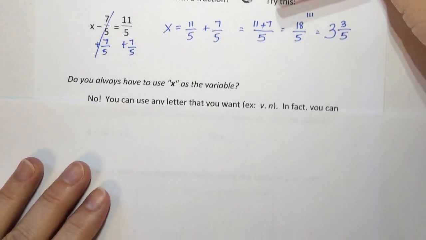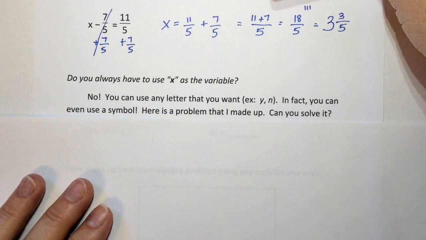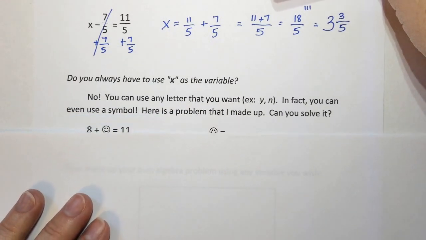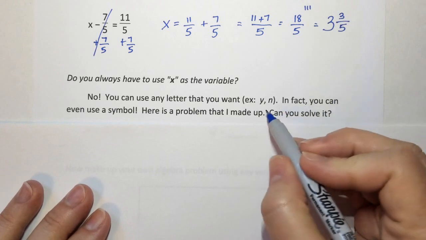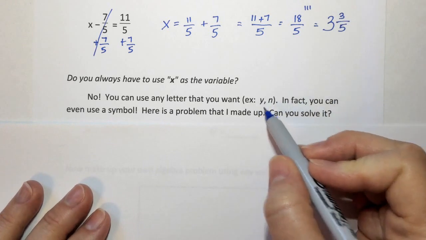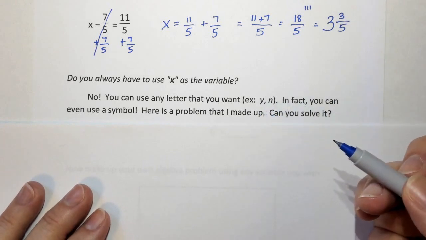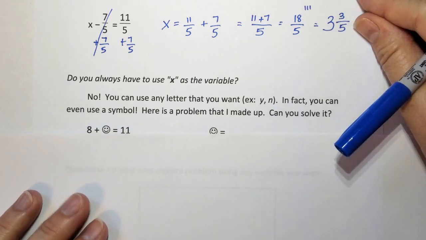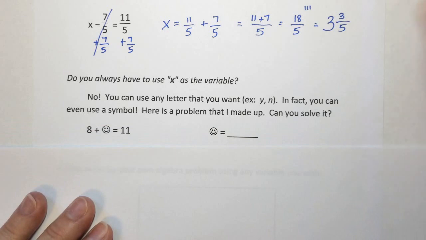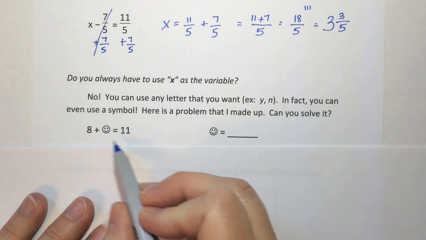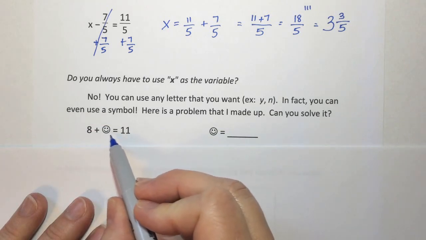So do you always have to use x as the variable? No. You can use any letter that you want. You could use your variable y, n, or any of the variables we listed on the first page. In fact, you can even use a symbol. Here's just a problem that I made up. Can you solve it? 8 plus smiley face equals 11. Just do it in your head first. Okay, 8 plus some number equals 11.